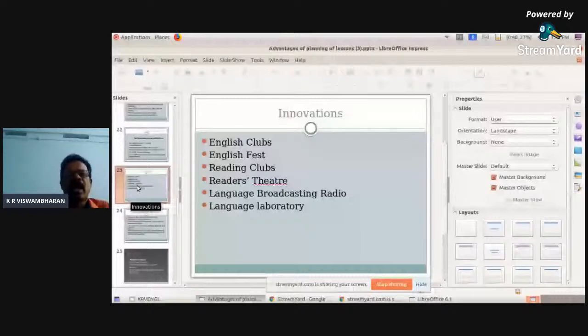Another thing is bringing our parents and the public to the school. They can provide books to the schools. We have constituted class libraries in almost all schools, and reading clubs can take initiative for making this class library more effective.